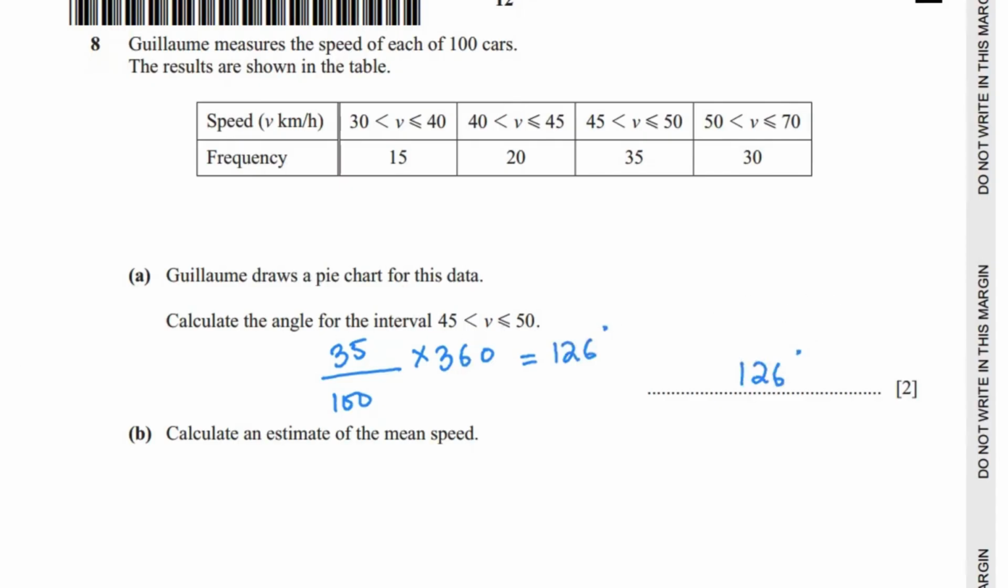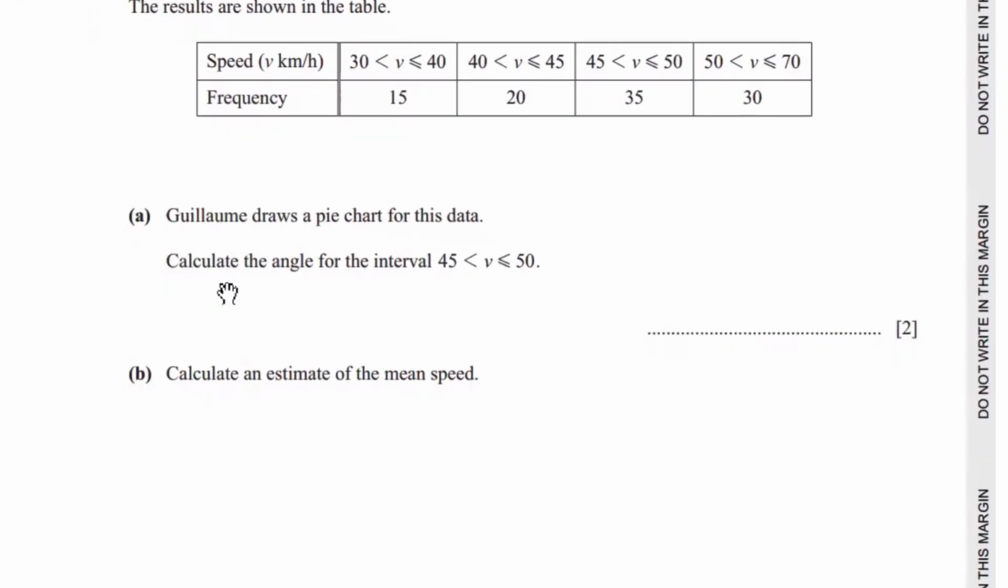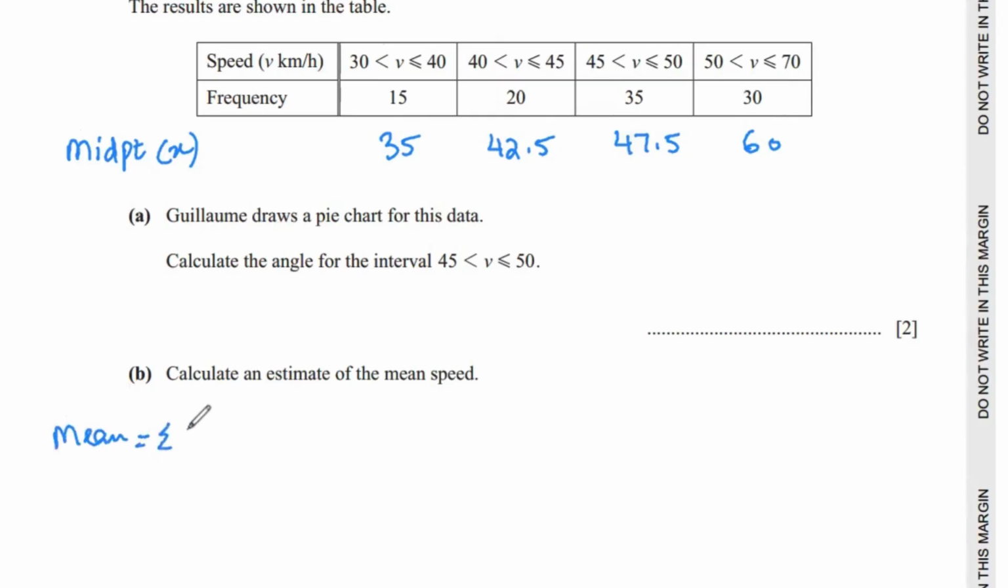Then it says calculate an estimate of the mean speed. So for the estimate of the mean speed, we need the midpoint. So if I draw a row for the midpoint, which is going to be our x value, the midpoint of 30 and 40 is 35, then 42.5, 47.5, and 60. So mean is sigma fx over sigma f.